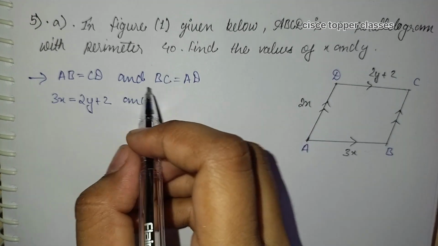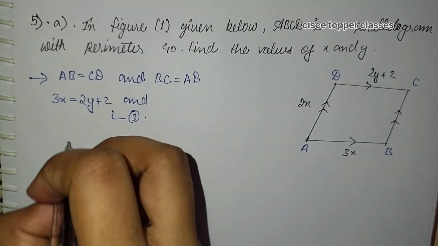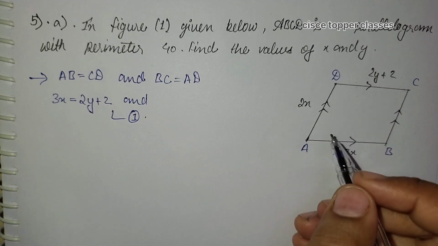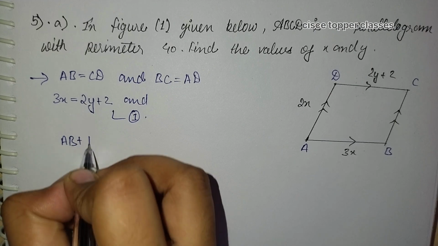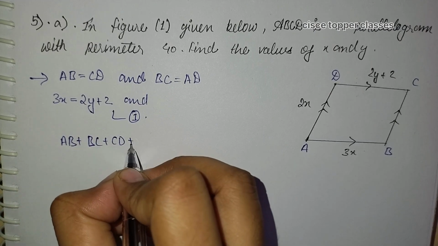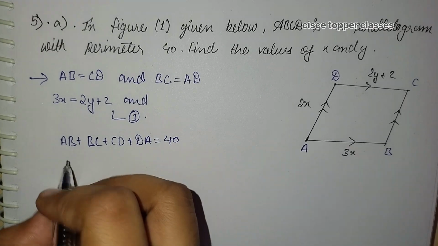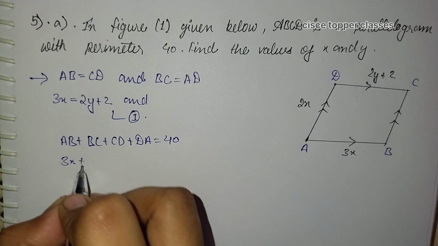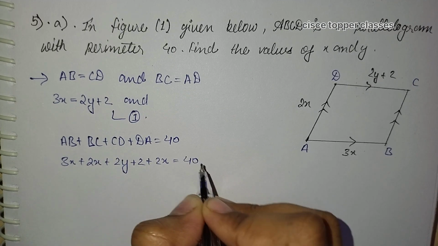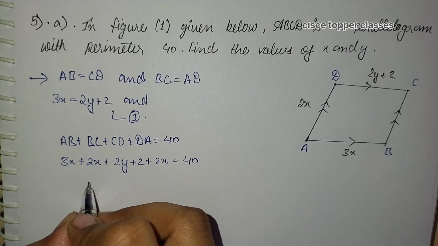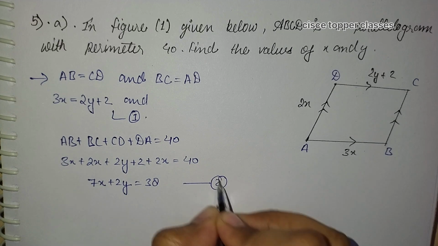So on solving, as AB is equal to CD, we can write this part, and we will put this as the first equation here. Also, the perimeter is 40, so we can write AB plus BC plus CD plus DA is equal to 40. So we will put the value of the sides. Simply it will be 3x plus 2x plus 2y plus 2 plus 2x equal to 40. So we can simply solve it. On solving, we will get 7x plus 2y equal to 38. Put it as the second equation here.